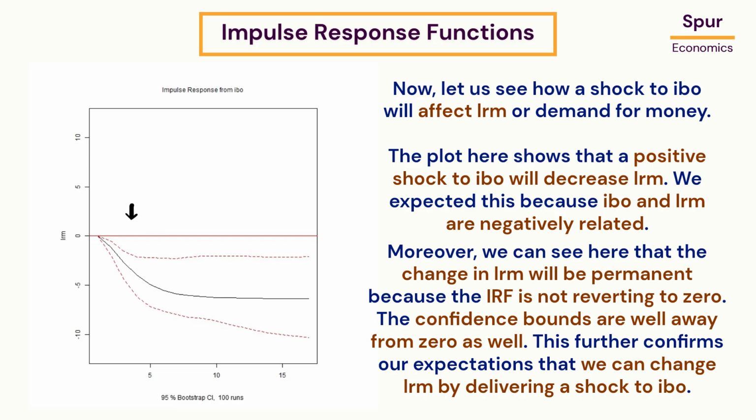We expected this because IBO and LRM are negatively related. Moreover, we can see here that the change in LRM will be permanent because the IRF is not reverting to 0. The confidence bounds are well away from 0 as well. This further confirms our expectations that we can change LRM by delivering a shock to IBO.